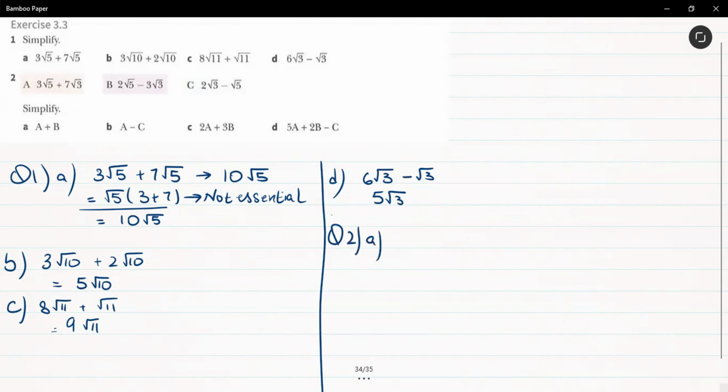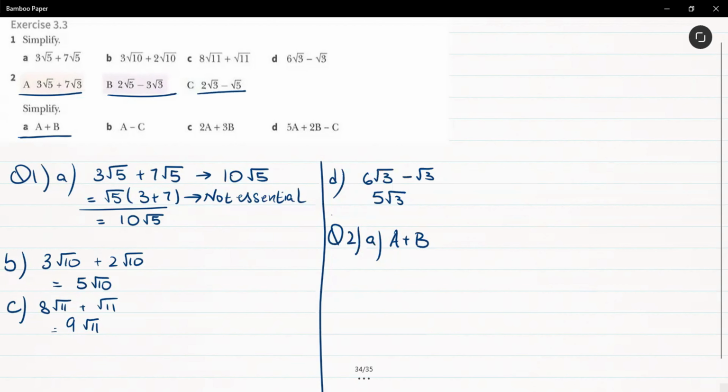So basically in question number 2, they have given us 3 statements. 3 under root 5 plus 7 under root 3. Second statement is 2 under root 5 minus 3 under root 3. And the third statement is 2 under root 3 minus under root 5. Now they have told us some options for what we are going to do regarding the statements. So just directly write them down. So what is A plus B? We have to find A plus B. Really simple question, not a big deal.